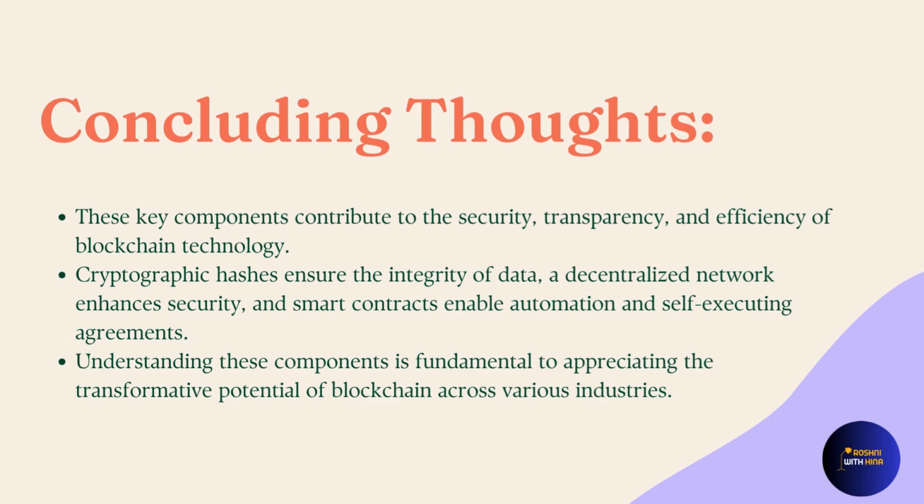Concluding thoughts: these key components contribute to the security, transparency, and efficiency of blockchain technology. Cryptographic hash ensures the integrity of data. A decentralized network enhances security, and smart contracts enable automation and self-executing agreements. Understanding these components is fundamental to appreciating the transformative potential of blockchain across various industries.